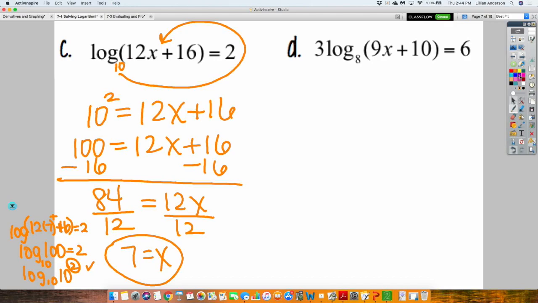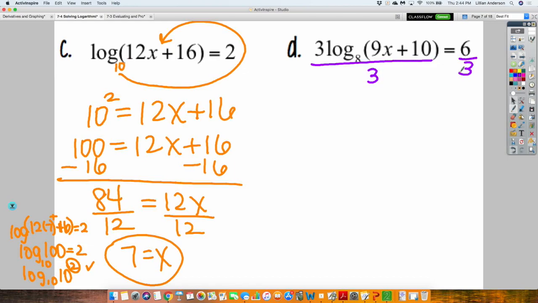Let's look at this one. Is the log by itself? No, it's not. This one is when the log is on one side, but it's not by itself. There's a 3 there. My suggestion to you, get rid of it. How do I do that? I would divide by 3.